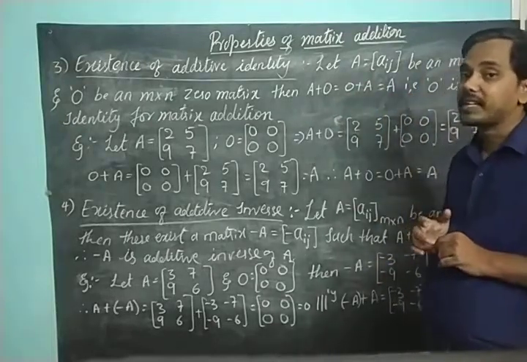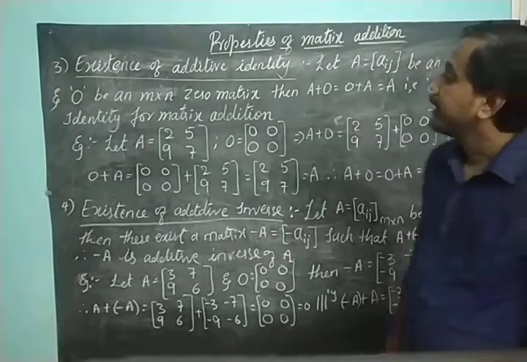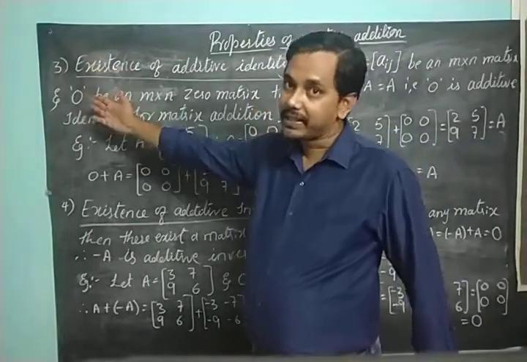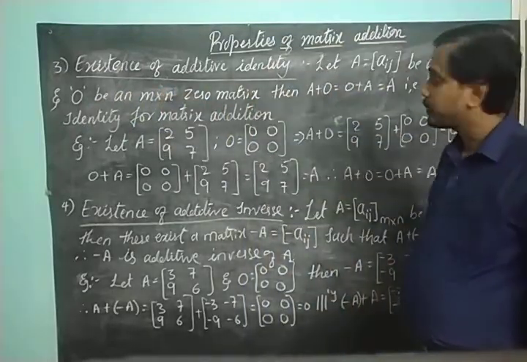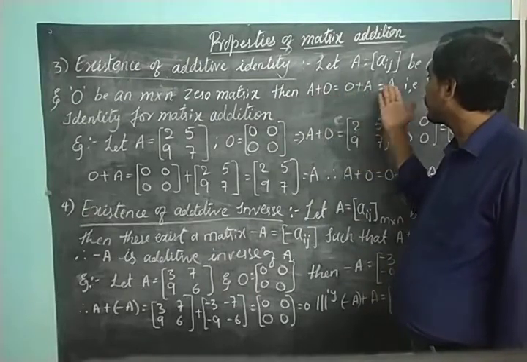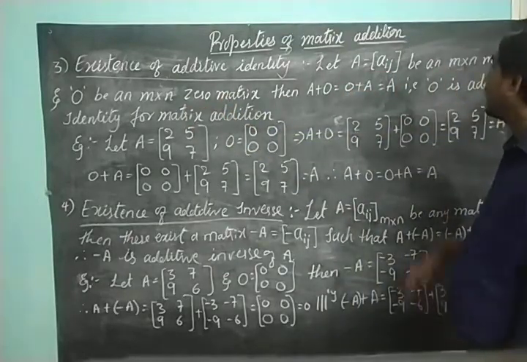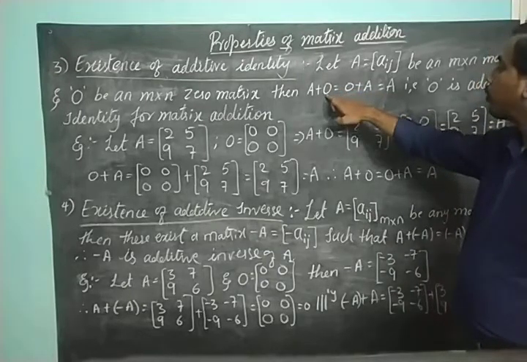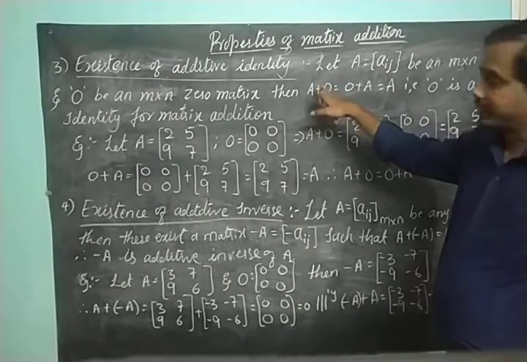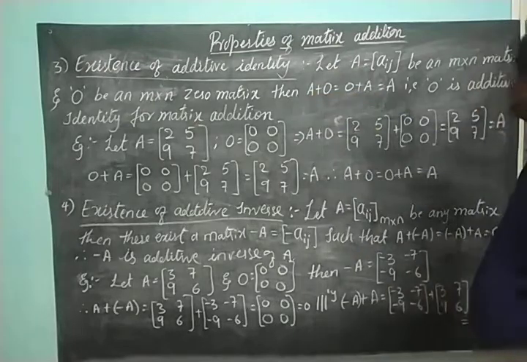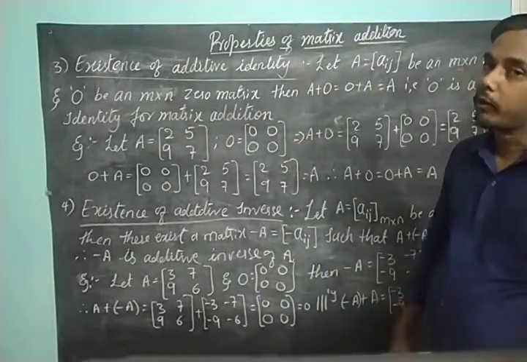But what is the condition to be satisfied? If A equals Aij is a matrix of order m cross n, and O is another matrix of the same order m cross n, which is nothing but the zero matrix, then A plus O is equal to O plus A is equal to A. If this condition is satisfied, then O is called the identity matrix of A. Then we call O the additive identity for matrix addition.